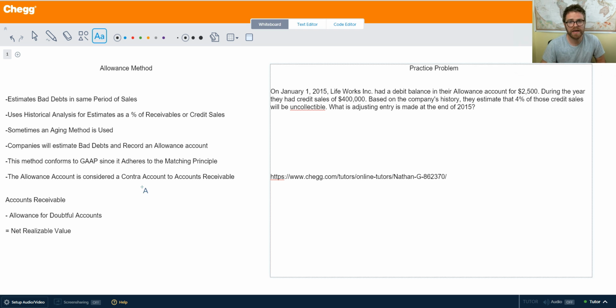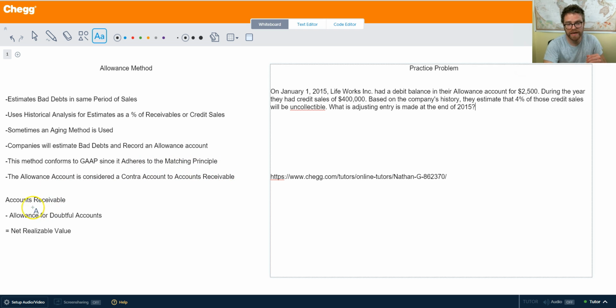So that allowance account, you actually deduct from your receivables, because you expect not to receive a portion of those receivables. So you set up that allowance account and you deduct it from your accounts receivable. Once again, this method does conform to GAAP since it adheres to the matching principle.